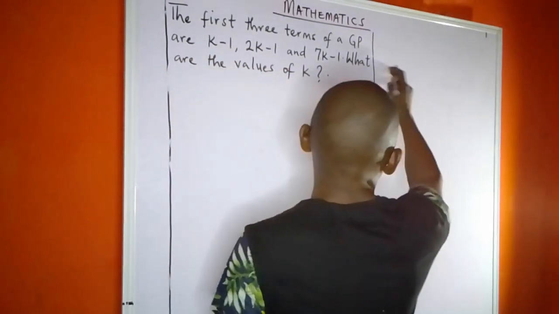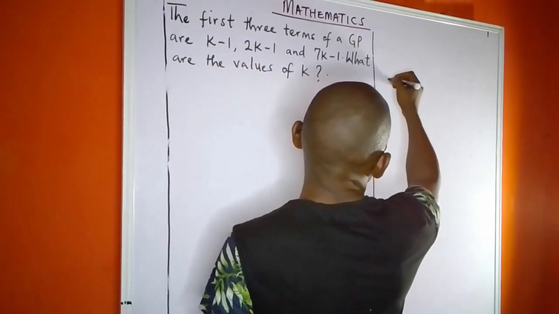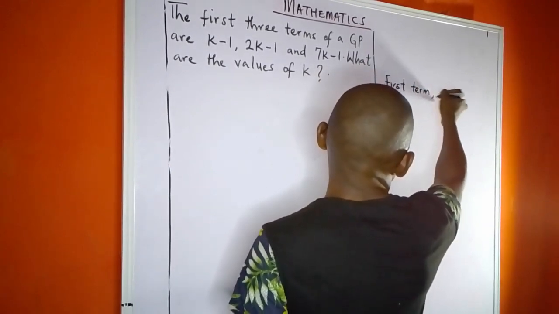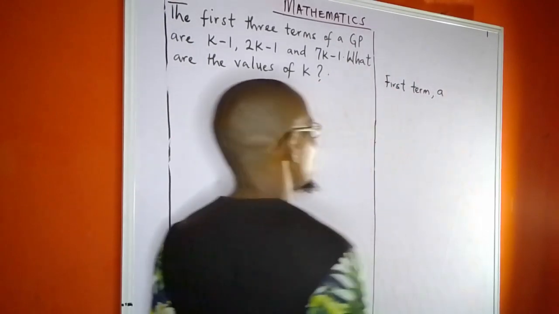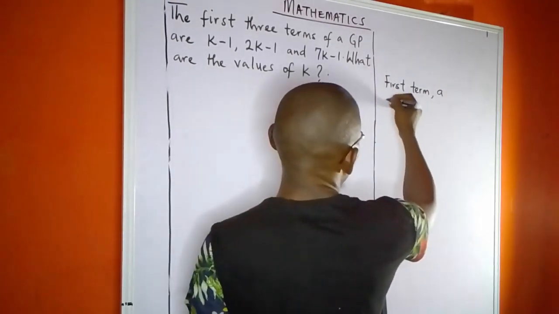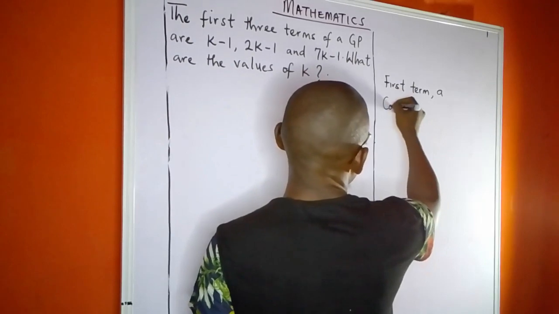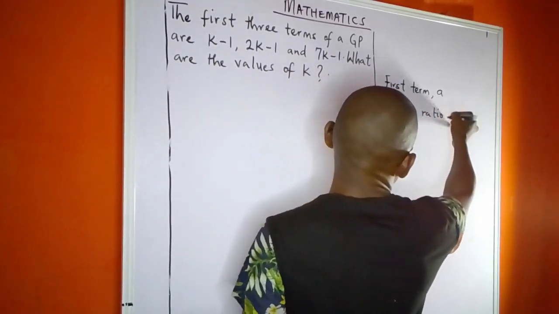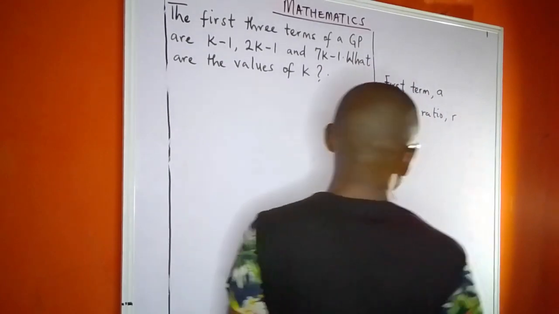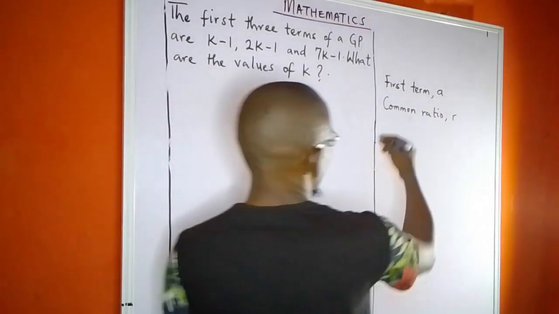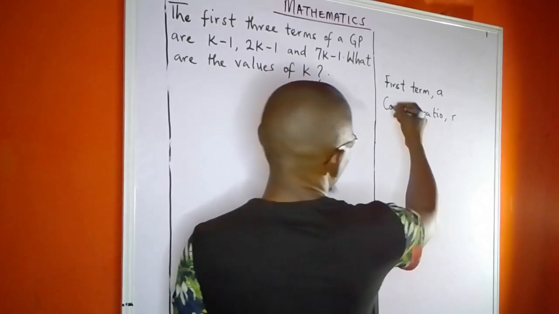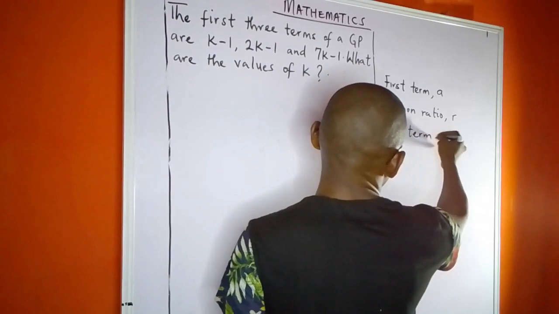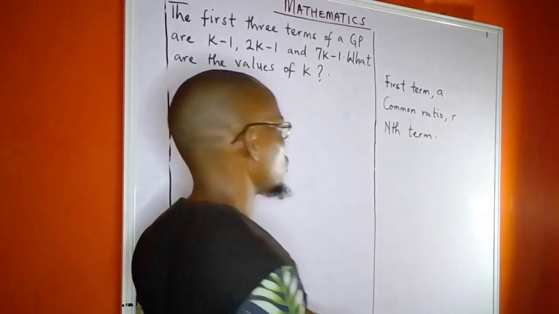There are some terms you need to know that relate to geometric progression. We have the first term, and the symbol is A. Then we have the common ratio, and the symbol is R. Then we have what we mean when we say the nth term of a geometric progression.